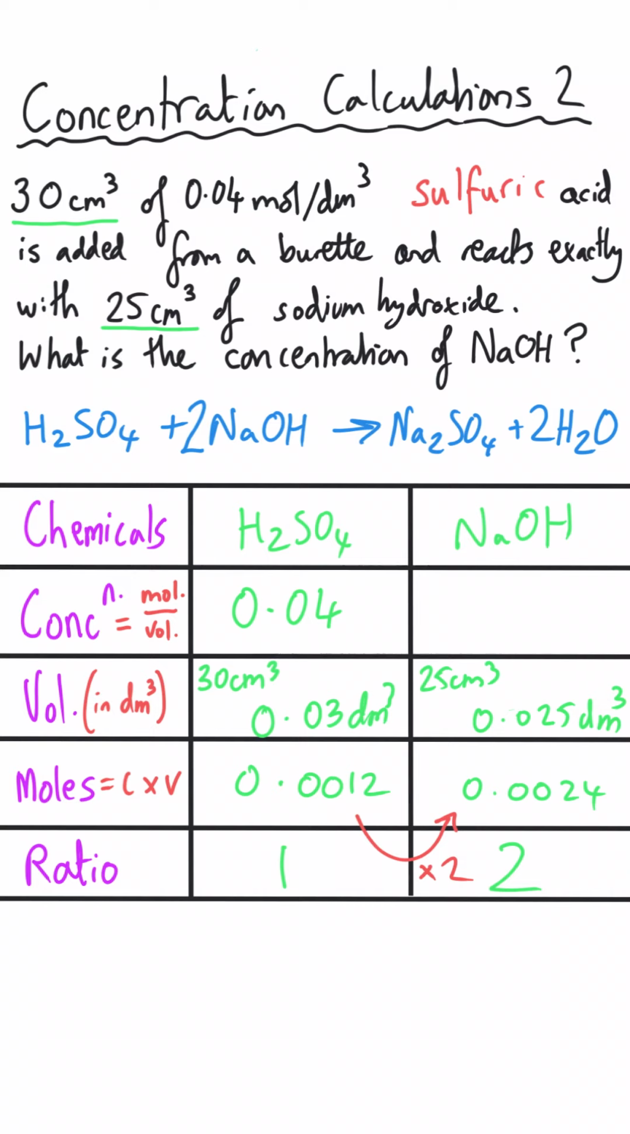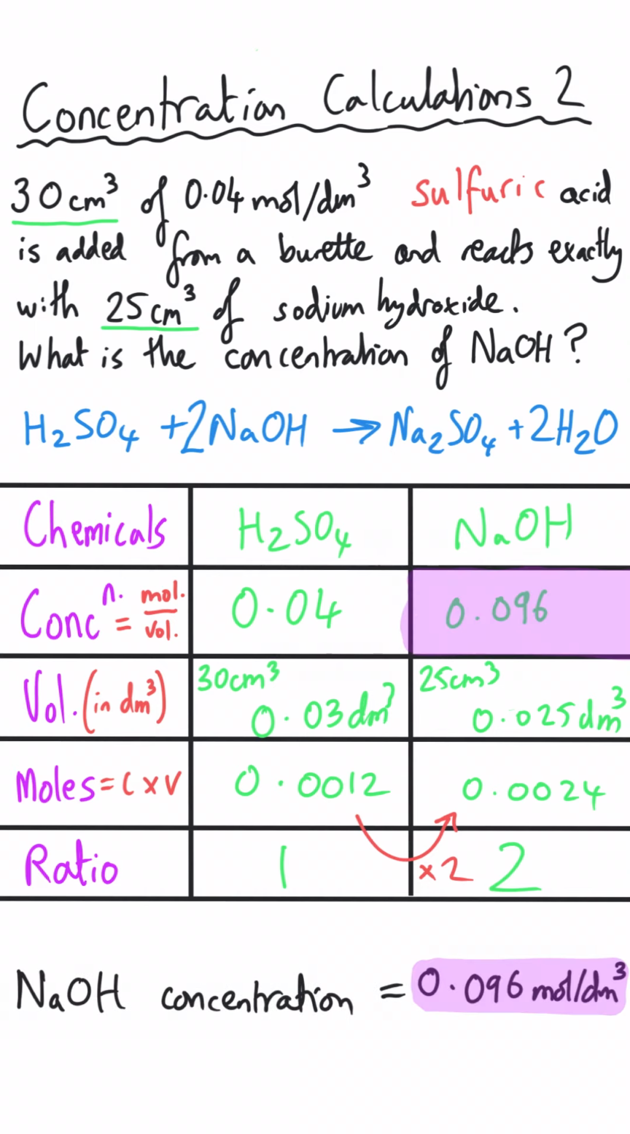And then finally, concentration is moles divided by volume. So that means that our value that we've just calculated divided by our volume, 0.025, and that gets us a final answer for our concentration of 0.096 moles per decimeter cubed.